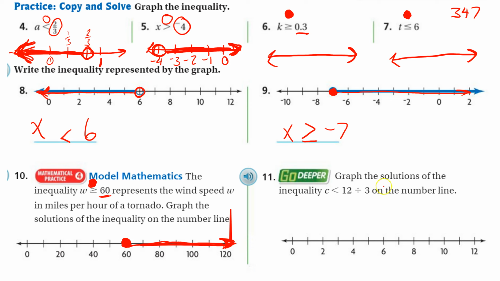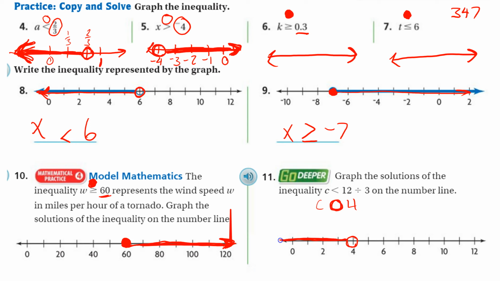Okay, let's go a little deeper. Graph the solutions of the inequality C is less than, so I know I'm going to have this sign, 12 divided by 3. Well, we can do 12 divided by 3. Let's just do that math to simplify this thing. 3 goes into 12 4 times, so this is C is less than 4. So I know I need an open circle at 4. There's 4, open circle. And less than is left, so C is less than.